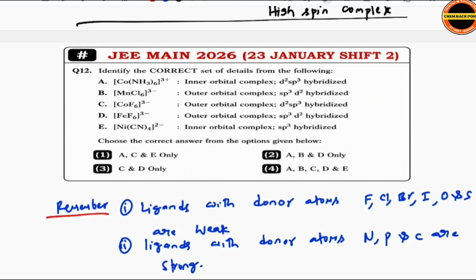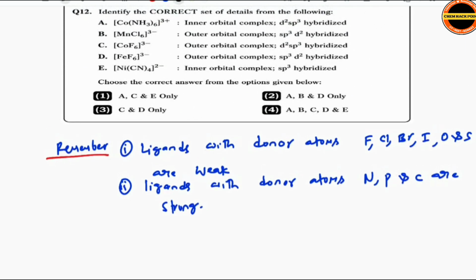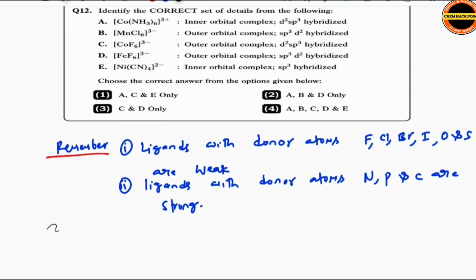Very important. So for clue, one important clue here: ligands with donor atoms fluorine, chlorine, bromine, iodine, oxygen, sulfur are weak. Ligands with donor atoms nitrogen, phosphorus, carbon are strong. So this is the trick to identify strong and weak ligands. Come to the question now.